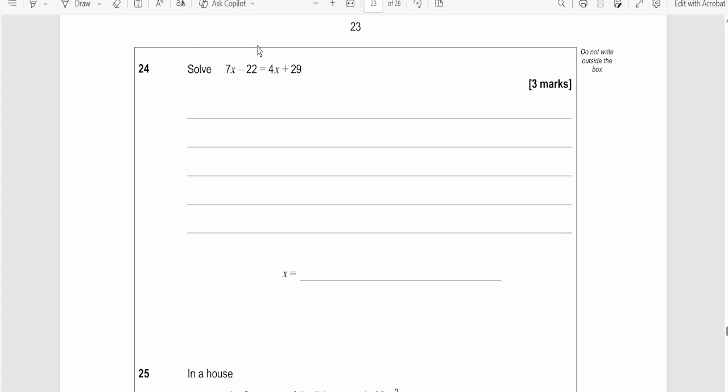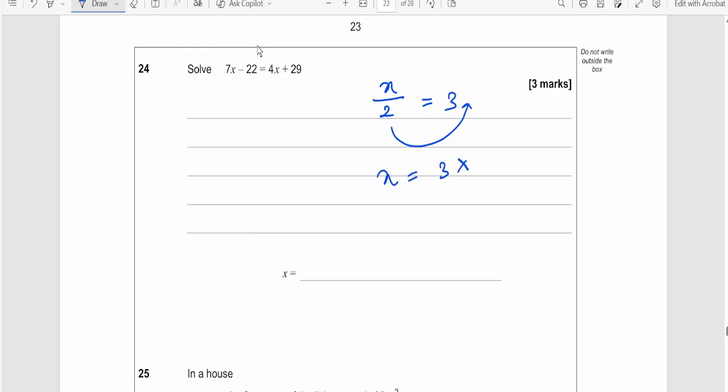Now, if we have division, suppose x over 2 is equal to 3. When we move the 2 to the other side, since it is in division, it will come in multiplication. So this will become 3 times 2, which is 6. Okay. Can you try this? y over 5 is equal to 10. Find y.